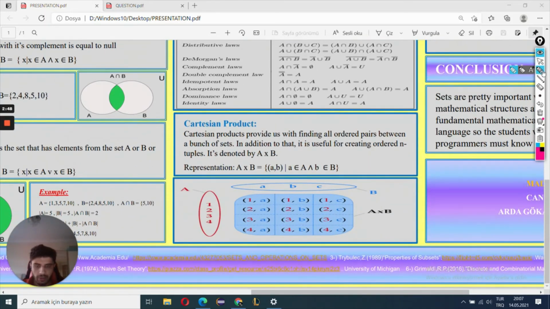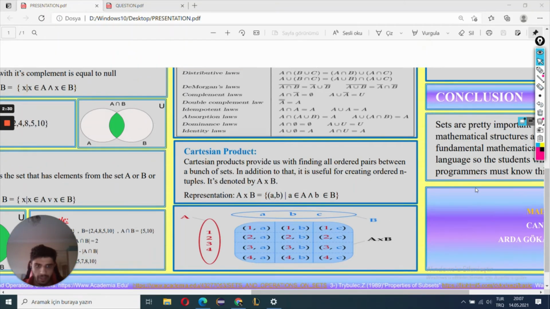Cartesian product, we are using it to create ordered pairs. Its representation is like that. For example, we can take the vector product with these two sets.